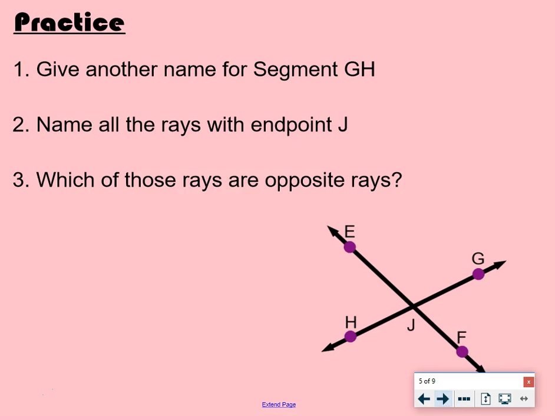Practice. Give another name for segment GH. So we look at segment GH. We can also name it segment HG. Draw that line segment on top. Name all the rays with endpoint J.